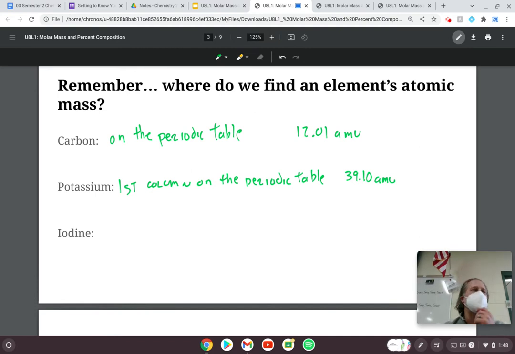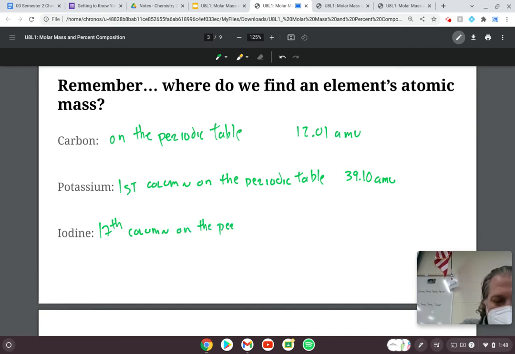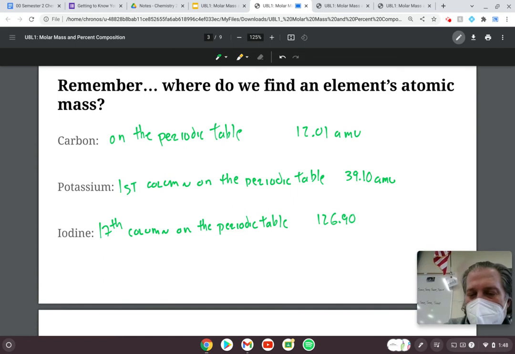And we can get specific for iodine. That's on the 17th column of the periodic table. And this is a big boy. It's 126.90 atomic mass units.